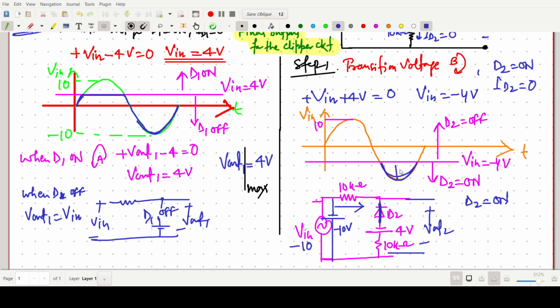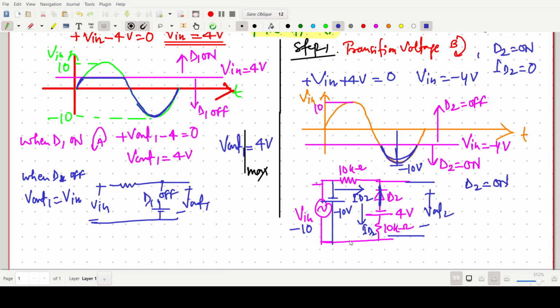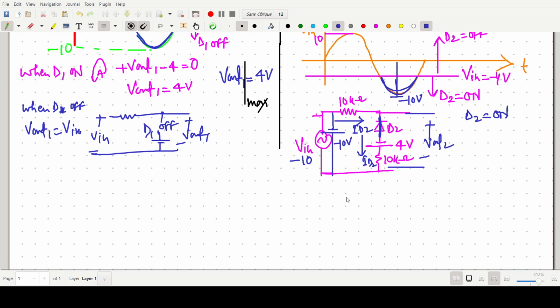This one will be minus 10 volt. So I am saying when D2 is on, the minimum value of this one will be minus 10 volt. So this current and this current will be more or less the same. This current IT2 and this one, also IT2, will be the same. So what we can observe is that this resistance is there, and this voltage is minus 10 volt.